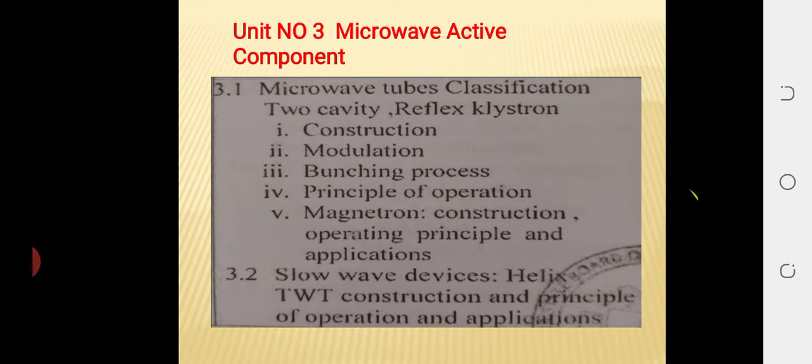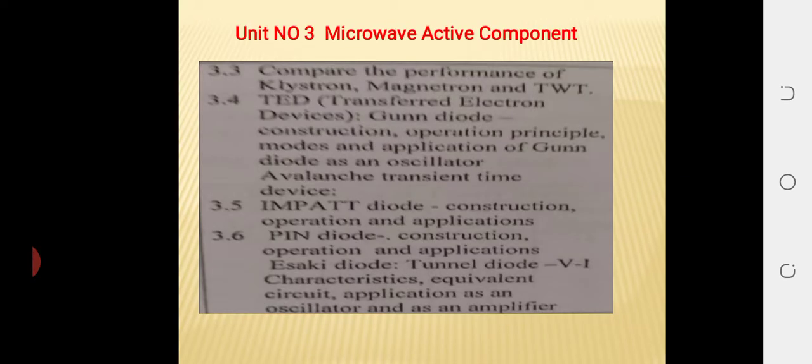Like helix TWT, traveling wave tube. These TWT, we are going to see their block diagram, construction, working. Again in that, we are going to see the various types of comparison of klystron, magnetron, as well as TWT.